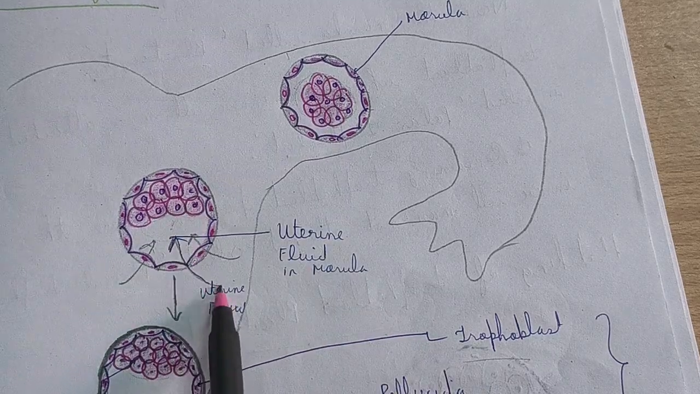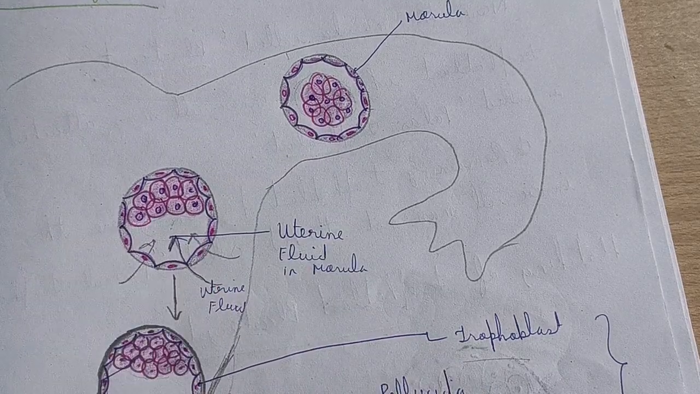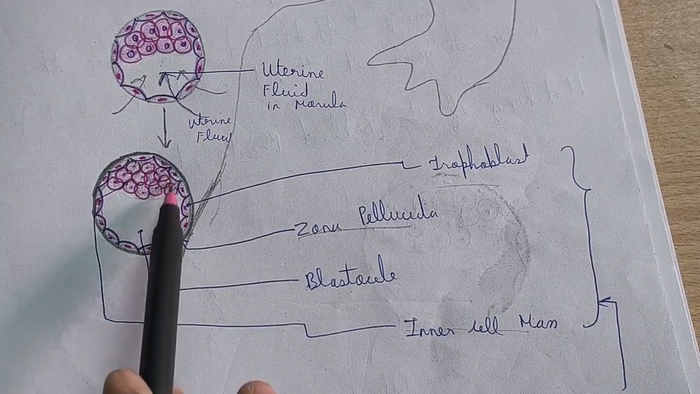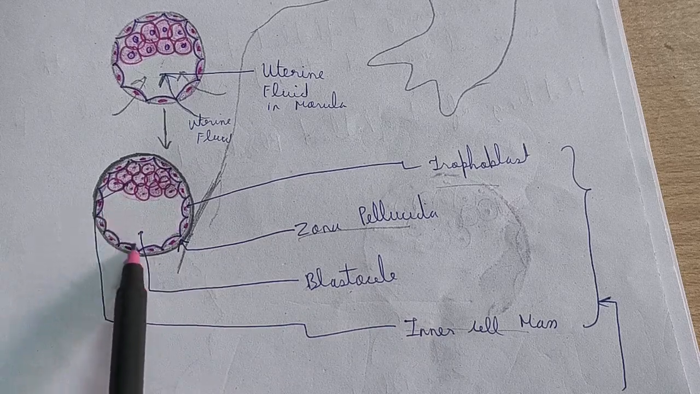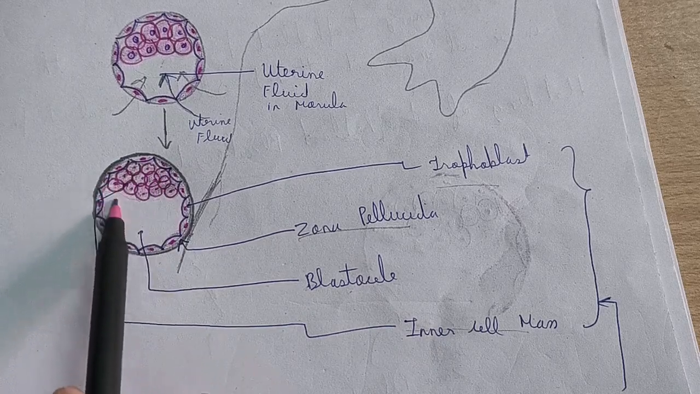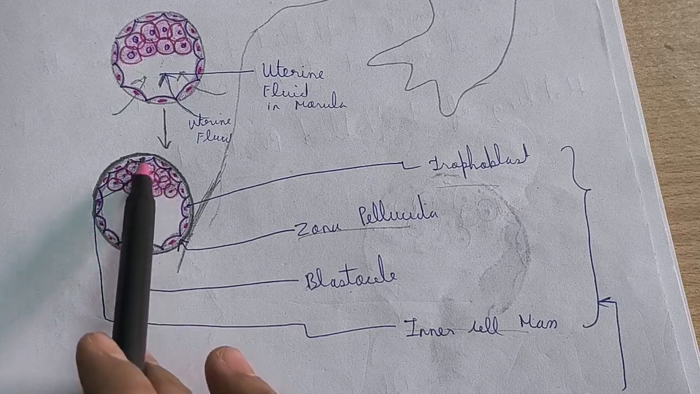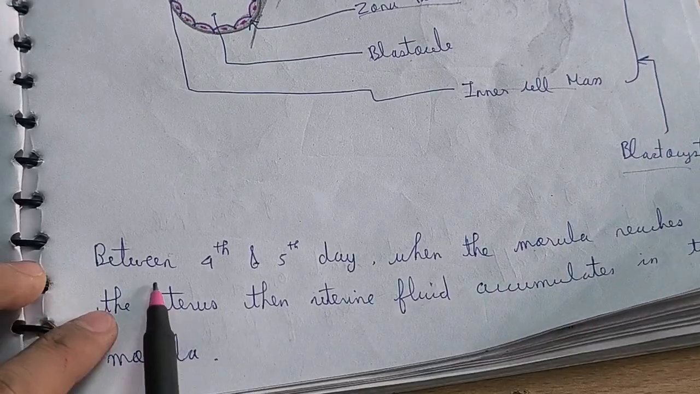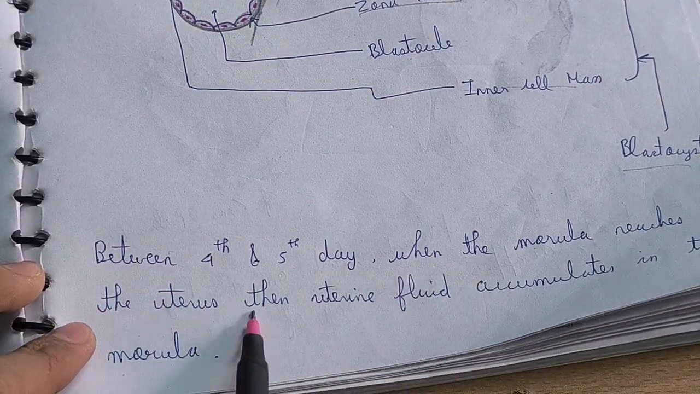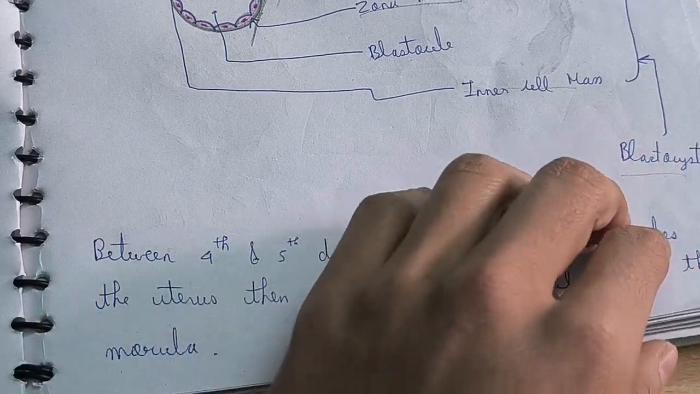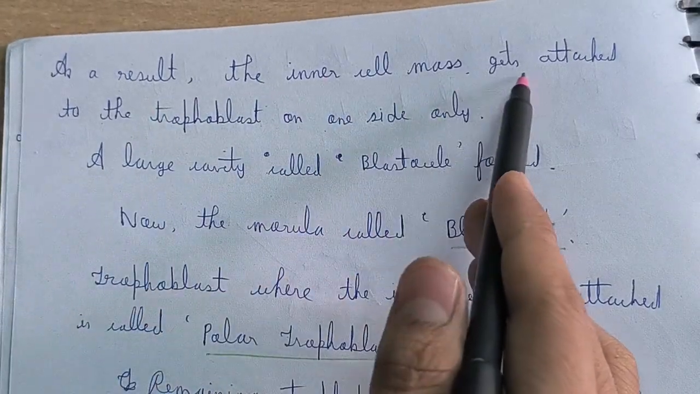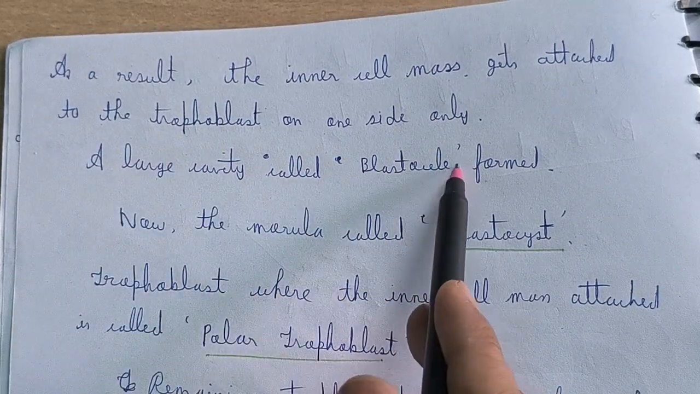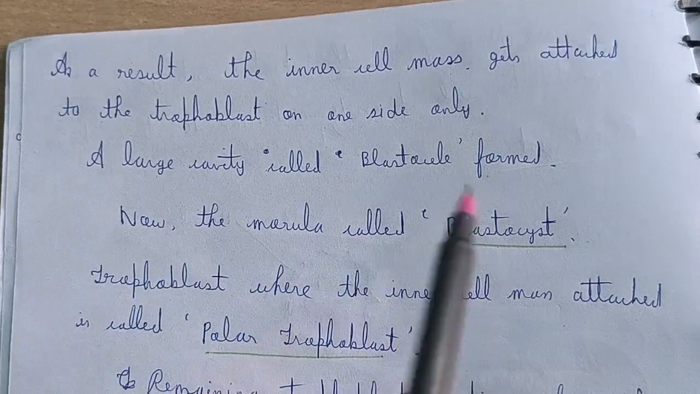When that same morula reaches the uterus, then the uterine fluid enters inside this morula, and as a result this morula is converted into a blastocyst because it contains a cavity, the blastocoel, and all the inner cell mass gets shifted to one side of the trophoblast. So this is the blastocyst. When the morula reaches the uterus, uterine fluid accumulates in the morula. As a result, the inner cell mass gets attached to the trophoblast on one side only, and a large cavity called the blastocoel forms, and now the morula is known as the blastocyst.